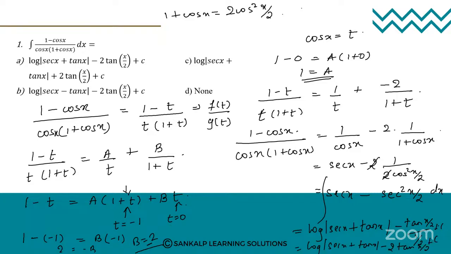Which option matches this? Option A. So that's your final answer. Okay, so here what we did is partial fractions only, but by taking cos x as some other variable, splitting the function, then substituting back the value of t. So these are all partial fractions only, slightly advanced questions.